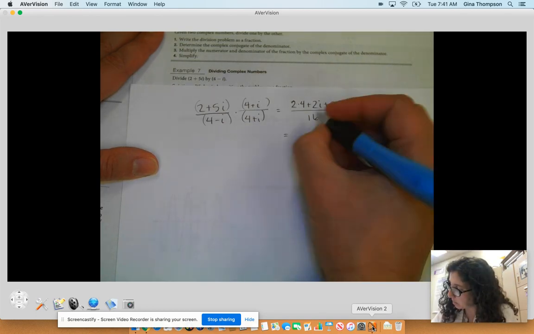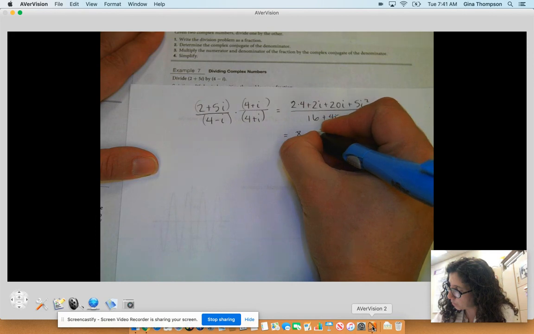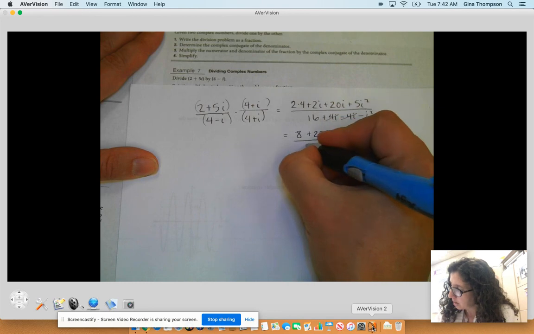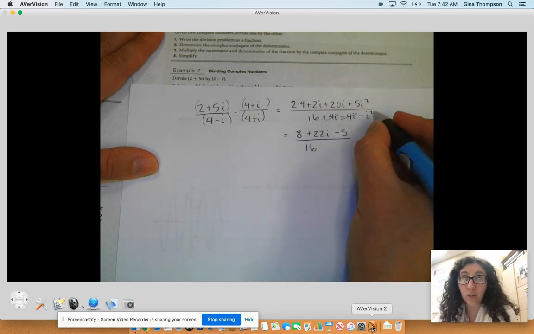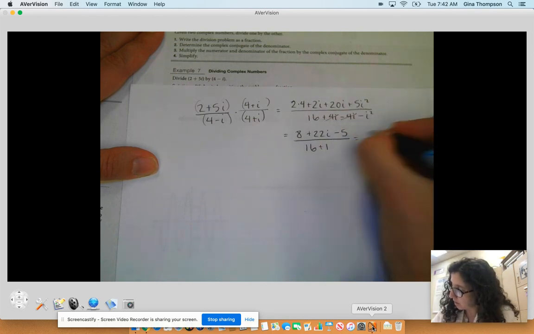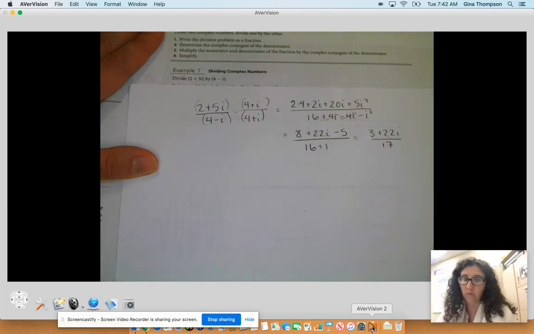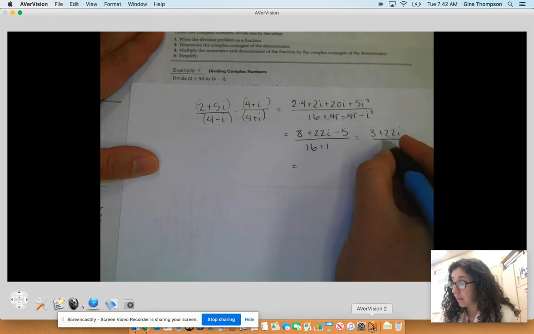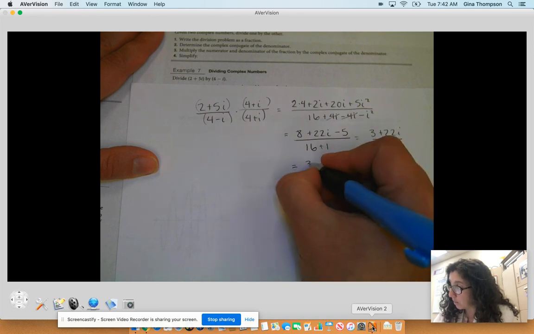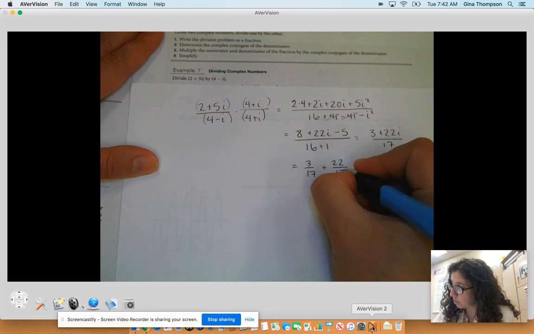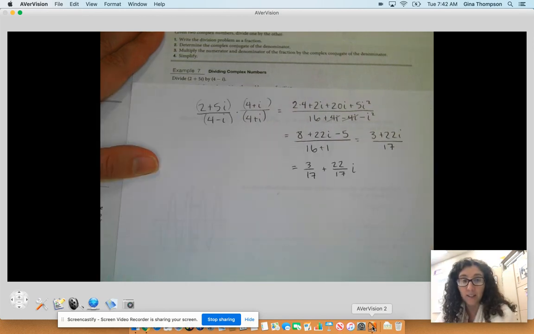Okay, so let's simplify the top a little bit. We're going to get 8 plus 22i minus 5, over, let's see, 16 minus i squared is going to be plus 1, right? Because i squared is negative 1. Okay, so I get 3 plus 22i divided by 17. Still has to have a fraction here, but here's the last step: I write the real part just as 3 over 17, and then I write the imaginary part as 22 over 17 times i. And that's in standard form.